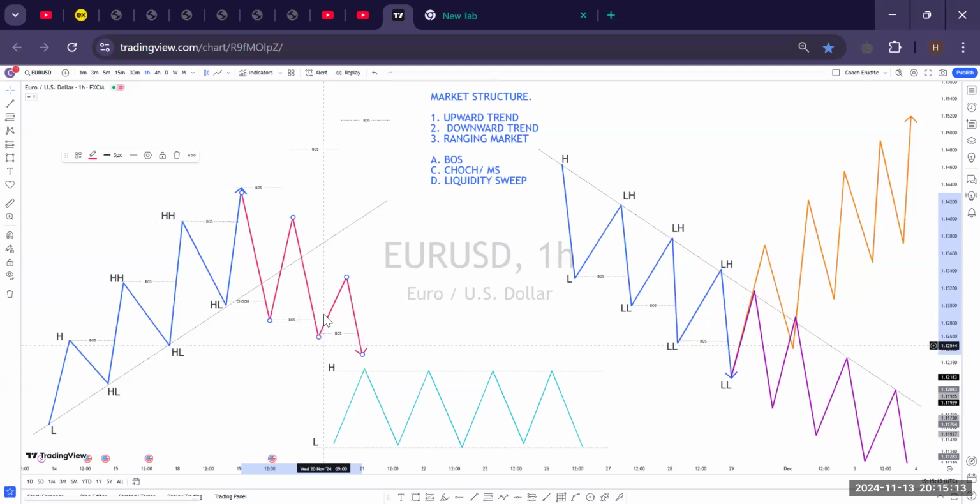And you discover that price will continue in the same way and break another structure to the downward side. You discover it's to confirm to you that price has changed direction.